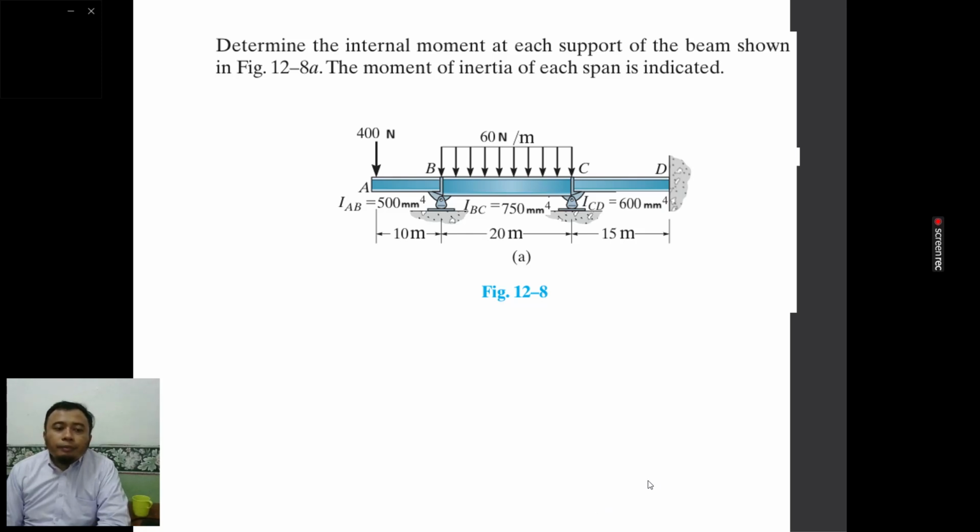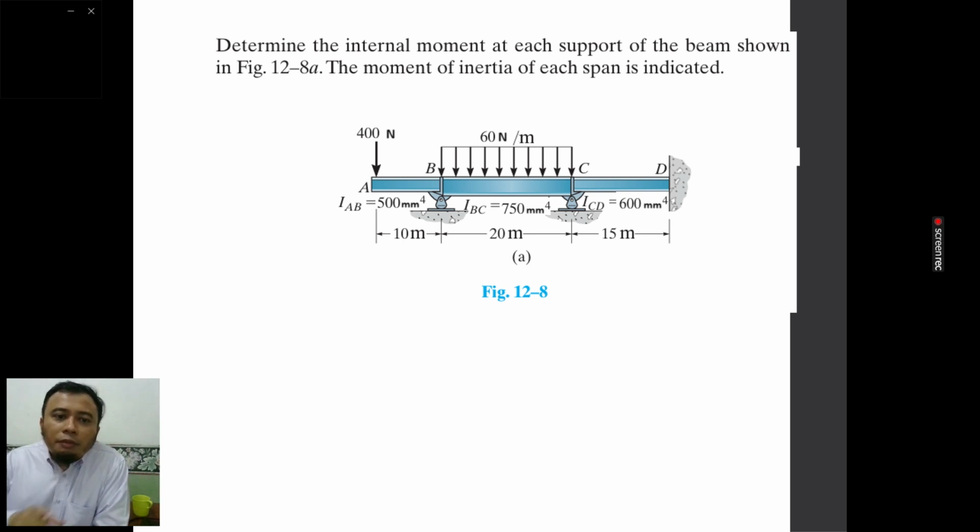So this next example, we have a beam of varying moment of inertia. As you can see, AB and BC is different, 500 and 750 millimeter to power 4. Then you have CD 600. So the question goes, to determine the internal moment at each support of the beam shown in figure 12 AA. The moment of inertia of each span is indicated.